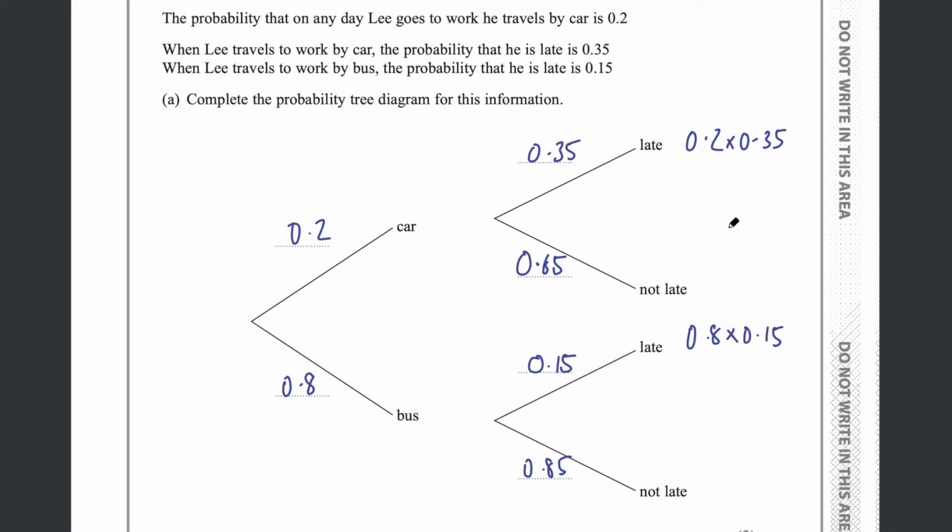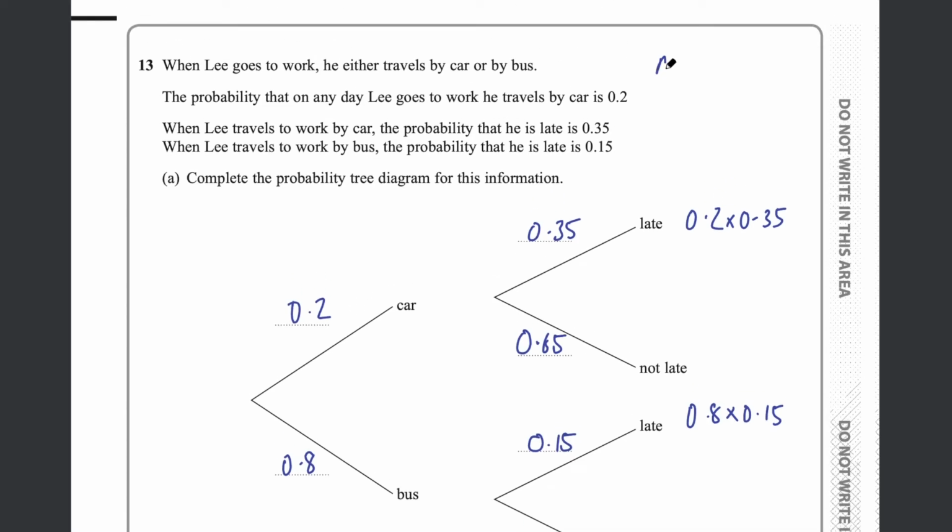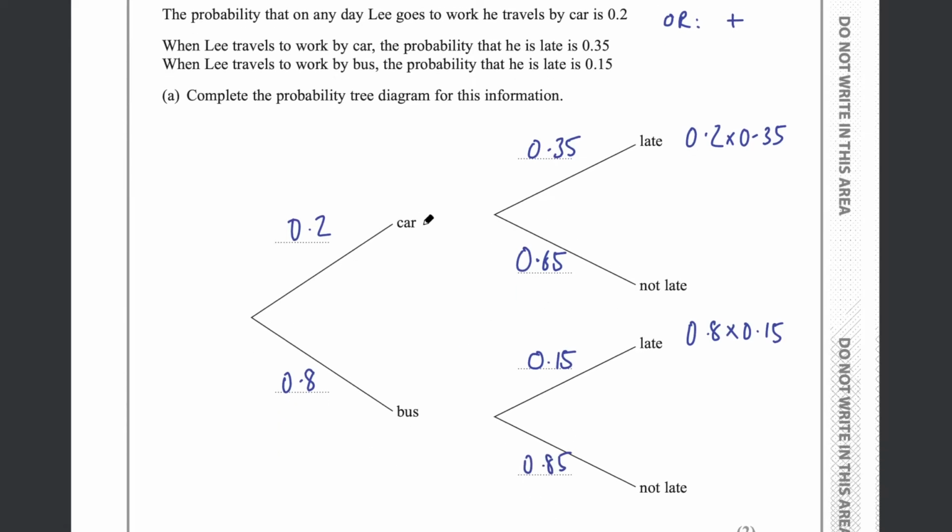Now, if you're confused about whether to multiply or add, remember that when you're talking about probability, when you say the sentence and you say and, you multiply, and when you say or, you add. So he's going by car and he will be late, so we multiply. He's going by bus and he will be late, we multiply. And then to add these probabilities together, we say he either goes by car and he's late or he's by bus and he's late. So we need to add these together.